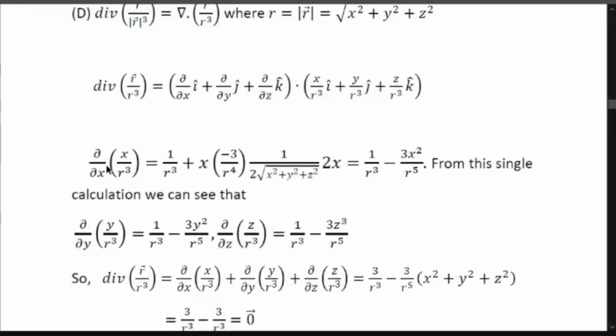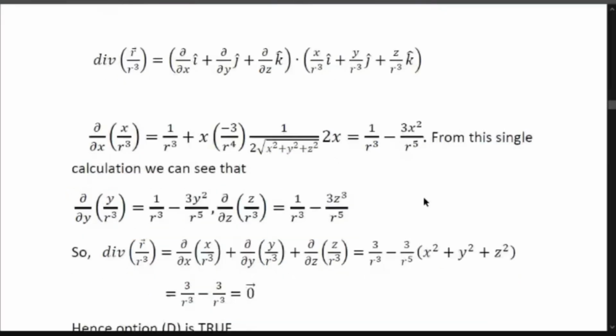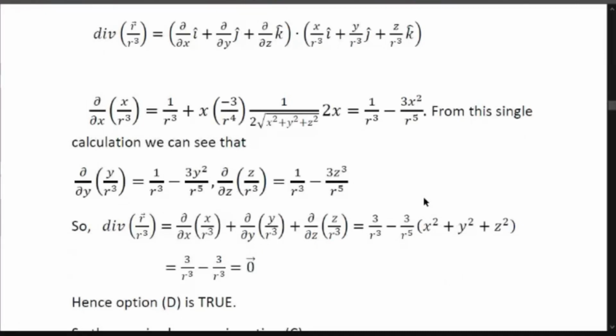Here I am getting dou by dou x of x by r cube as 1 by r cube minus 3x square by r raised to 5. Again, dou by dou y of y by r cube will be 1 by r cube minus 3y square by r raised to 5, and dou by dou z of z by r cube will be 1 by r cube minus 3z square by r raised to 5. It's not z cube, it's z square, my mistake. Clubbing all of those, the divergence of r by r cube is 3 by r cube minus 3 by r raised to 5 times x square plus y square plus z square.